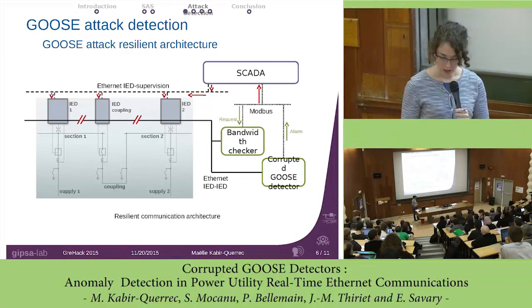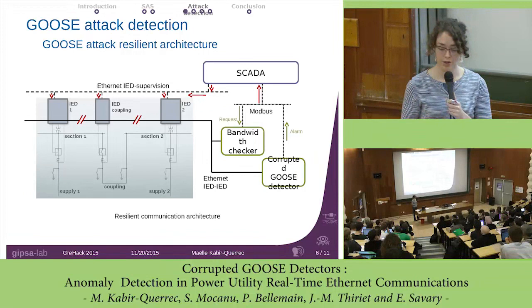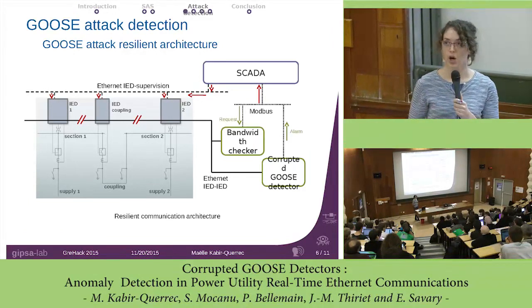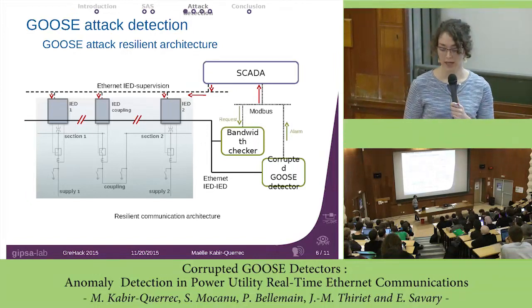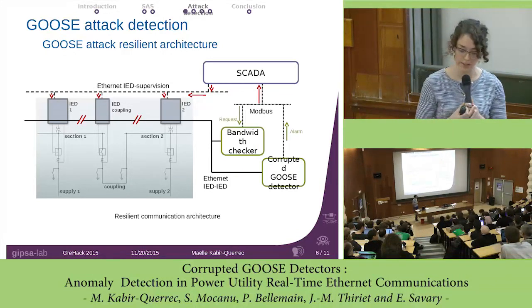So how does it work? The bandwidth checker works as a Modbus server, and the SCADA works as a Modbus client, and it will get results of the bandwidth checker periodically by polling. And the corrupted GOOSE detector works as a Modbus client, and it will send an alarm to the SCADA only in case of alarm. SCADA will transfer this alarm to the IED.